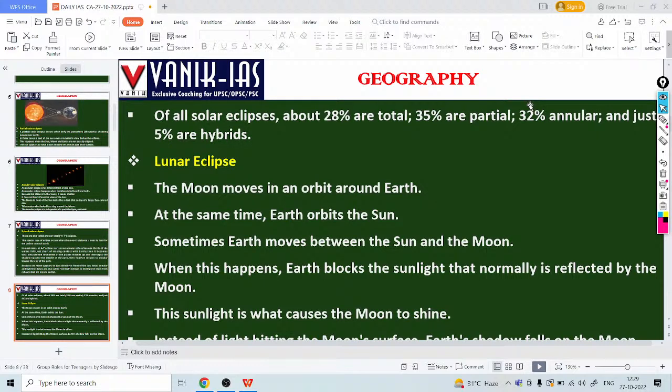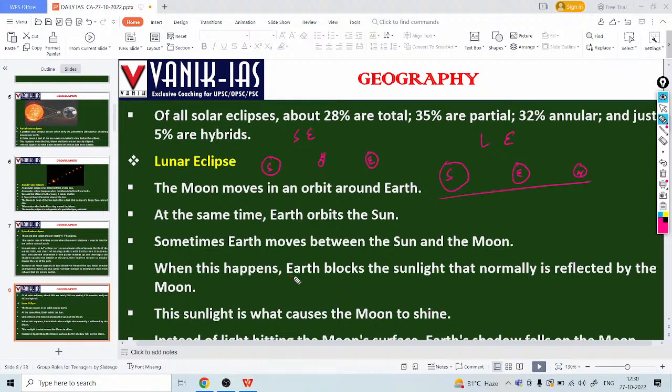So this is again the situation. In this case, this is sun. This is moon. This is earth. It is lunar eclipse. In solar eclipse, this is sun. This is earth. This is moon. Fine. Sometimes earth moves between the sun and the moon.